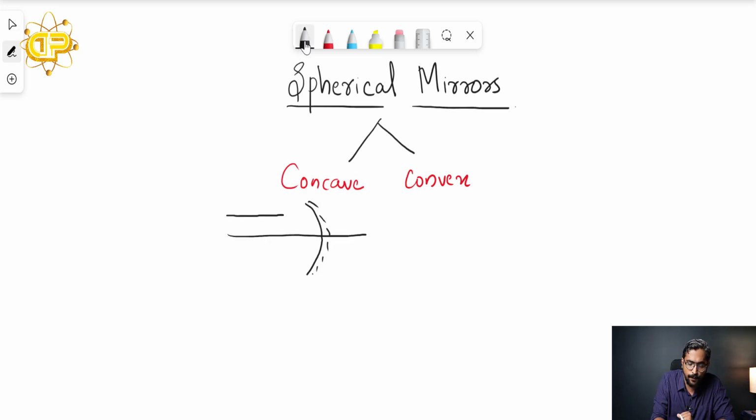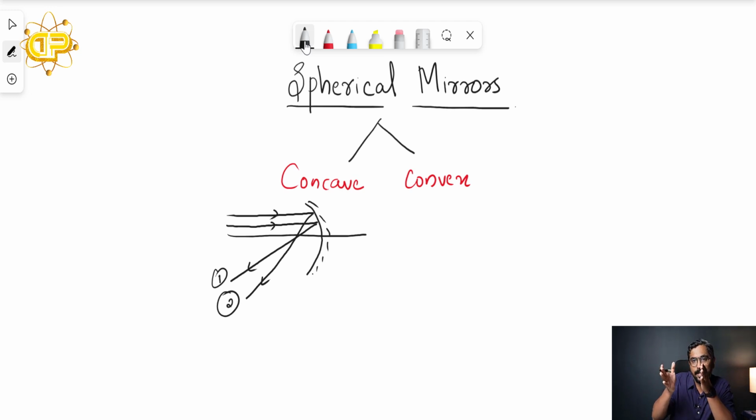We can describe these mirrors in one more term. If this is a concave mirror, and you pass a ray of light and another ray like this, then you can see one special condition: after reflection both the light rays will move to a particular point. Let this be 1 and let this be 2. Both the reflected rays are coming closer. So we call the concave mirror a converging mirror.